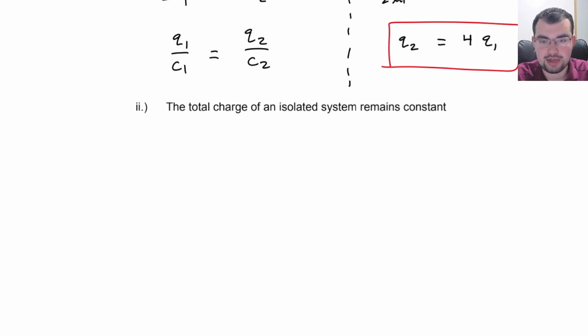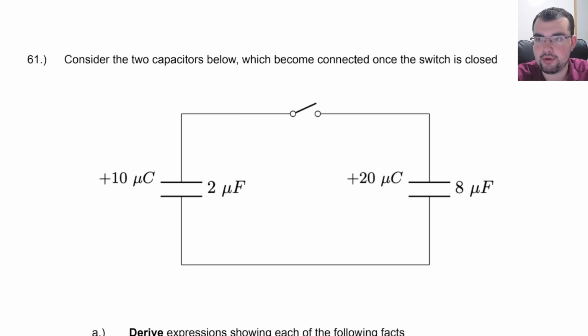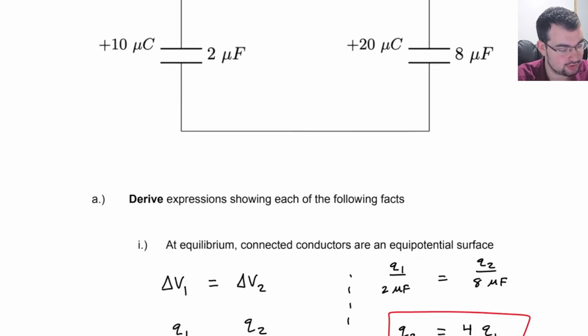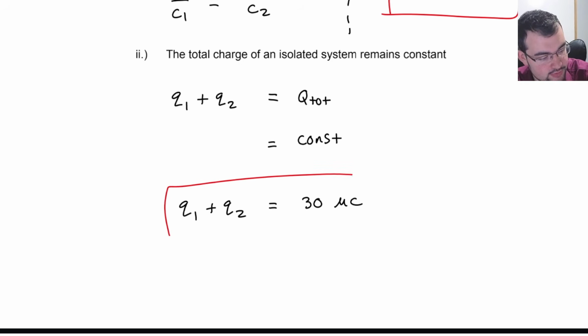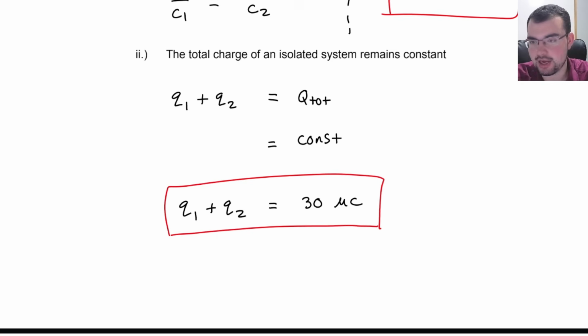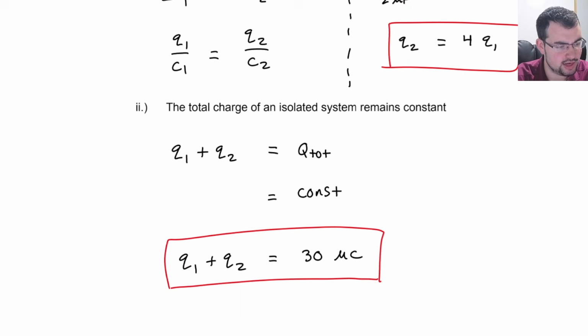All right, total charge remains constant. This one's easier. This just says Q1 plus Q2 must be equal to Q total, which is a constant. And what do we look at here? Well, top plate has 10, top plate has 20. Signs do actually matter here. Q1 plus Q2 would be equal to 30 microcoulombs. There can be canceling if you connect the positive plate of one to the negative of the other. That is actually possible. Not necessarily common, though.